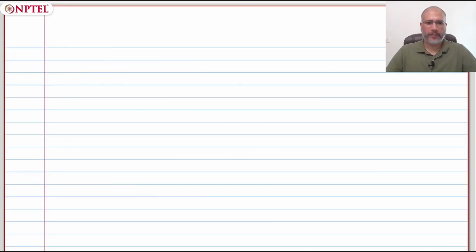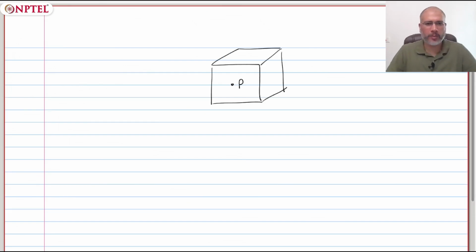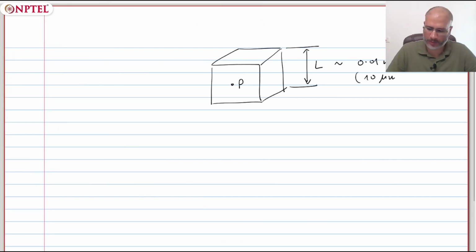So let's say we want to define the density at a given point. So this is a point P. What we'll do is we will take a volume around the point P, and this volume is going to be a small volume in the sense that let's say the length of this cube is around 0.01 millimeters. That's 1/100th of a millimeter. That's really small. That's 10 micrometers or 10 microns.